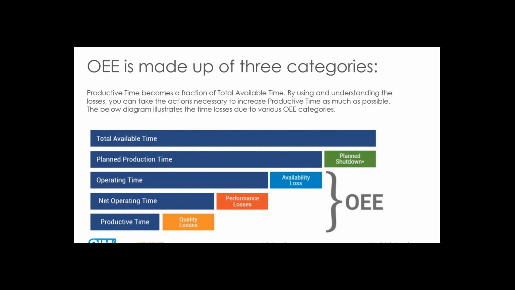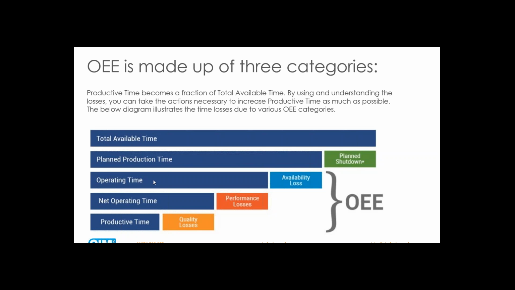But initially, we're just going to focus on, let's take the planned shutdown time out of the calculation. So once you then consider any downtime losses for the line or for the machines, you reduce the amount of time available to you to produce items by the availability loss in minutes or hours.